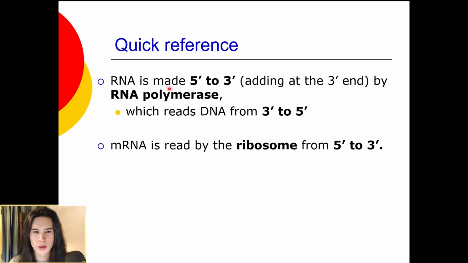Okay, so this is important to know. Your RNA is made in the 5' to 3' direction. So it's made in the 5' to 3' direction by RNA polymerase. And if it's making it in the 5' to 3' direction, if you remember, our DNA is anti-parallel. So if it's making it in one direction, that means it's going to be reading it in a different direction. So it's going to read DNA from 3' to 5', but it's going to be making RNA in 5' to 3'. And then mRNA is going to be read by the ribosome in 5' to 3' direction.